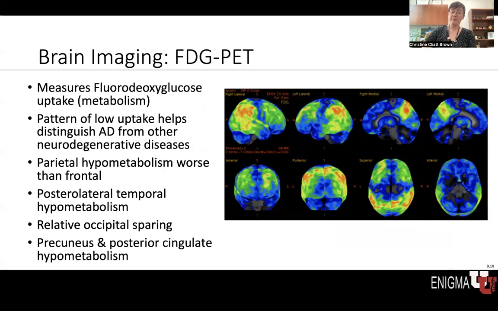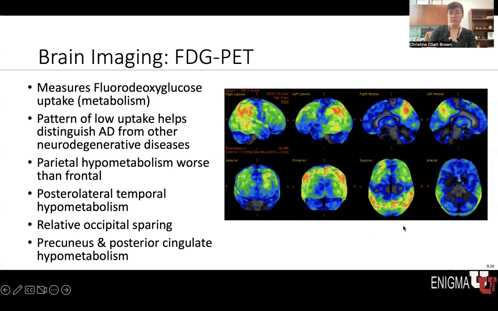Another type of imaging I commonly get in trying to evaluate for the underlying cause of someone's dementia is an FDG PET scan. FDG stands for fluorodeoxyglucose. And so this is basically a labeled sugar, labeled glucose. So we look at how the brain takes up this labeled sugar, and this is a measure of the brain's metabolism. Then the pattern of low uptake that we see on these scans helps us to differentiate Alzheimer's disease from other neurodegenerative diseases like FTD or dementia with Lewy bodies.